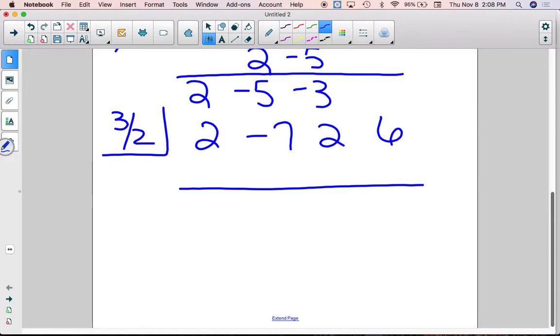Okay, so I drop my 2 down. What's 3 halves times 2? 3. And negative 4 times 3 halves.